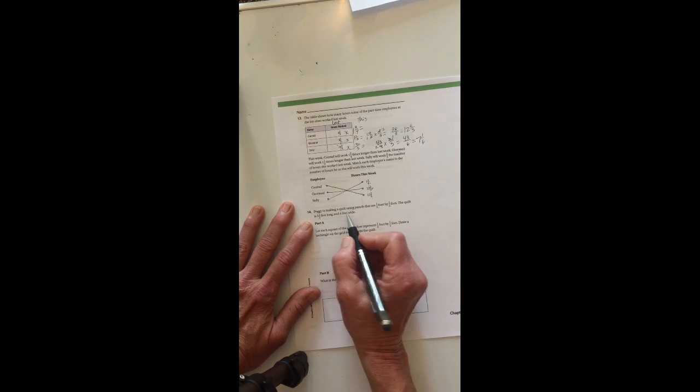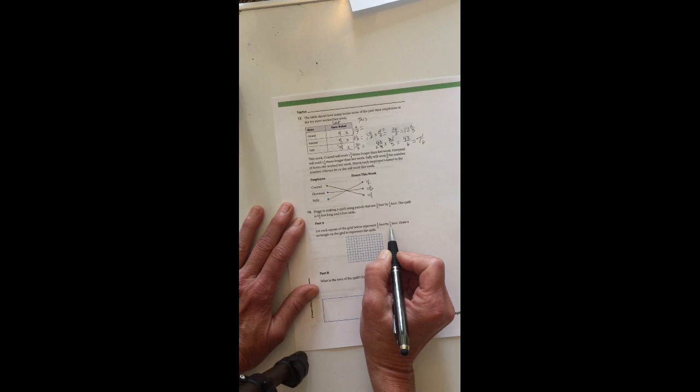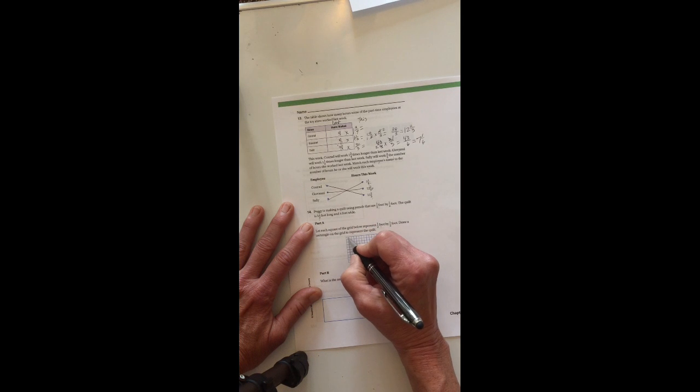Okay, Peggy is making a quilt using panels that are 1/2 foot by 1/2 foot. The quilt is 5 1/2 feet long and 4 feet wide. So let each square represent a 1/2 by 1/2 foot. Draw a rectangle to represent the quilt. So it's 5 1/2 feet long, but each of these represents a 1/2 of a foot. So how many 1/2 feet are we going to need? So the length is this way.